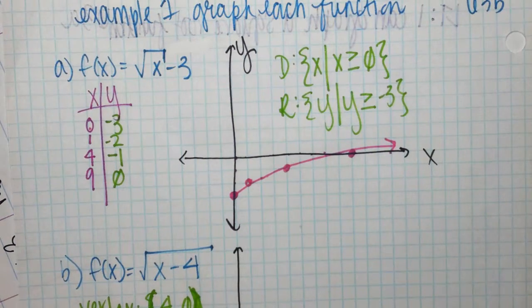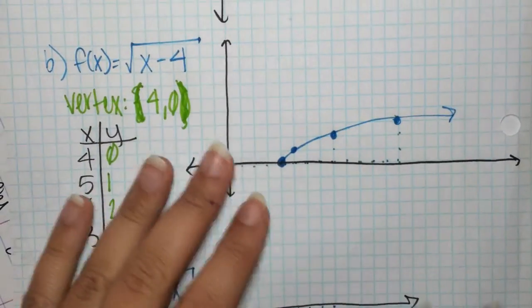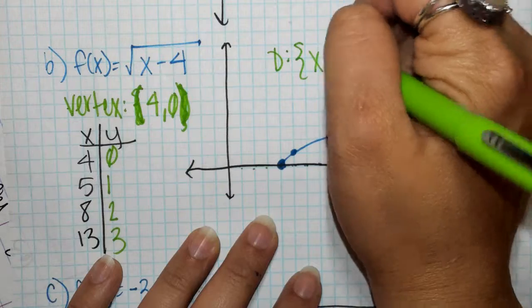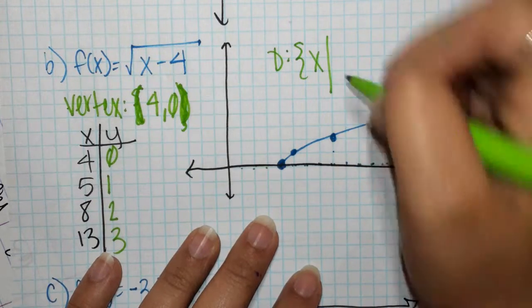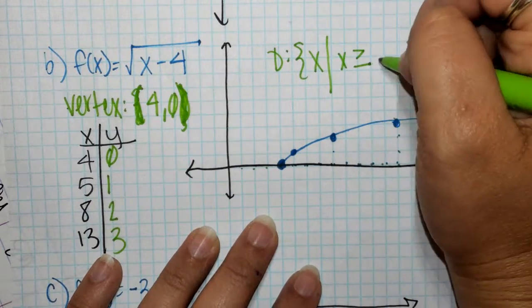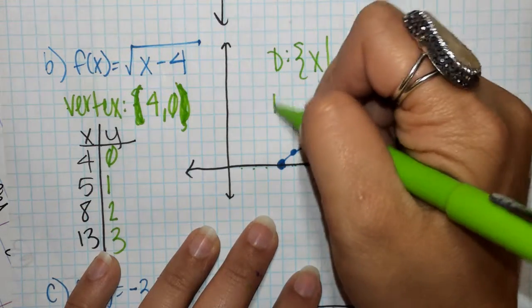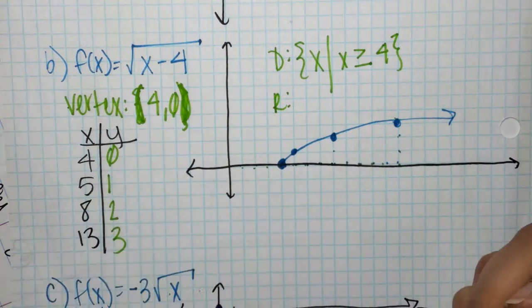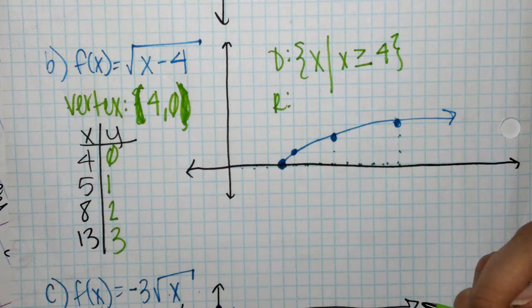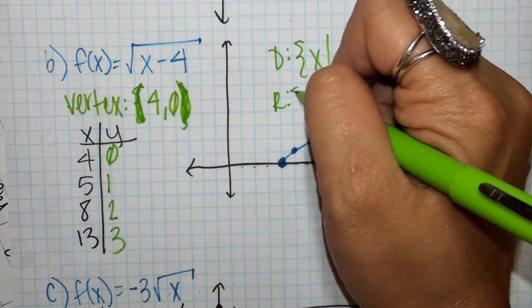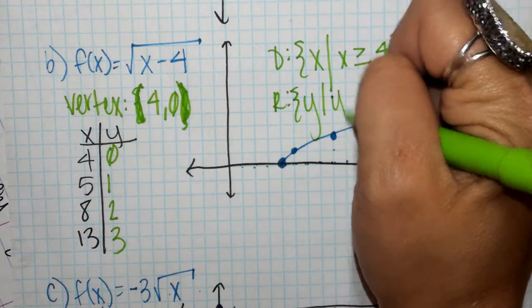Now let's look at B. What's our domain for B? Where do we start on our x's? 4. So x is greater than or equal to 4. So it's where your vertex is. And then your y values, what do we get for that? 0. Y is greater than or equal to 0.